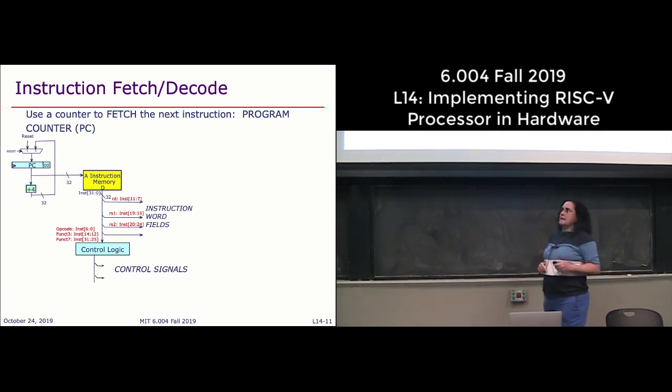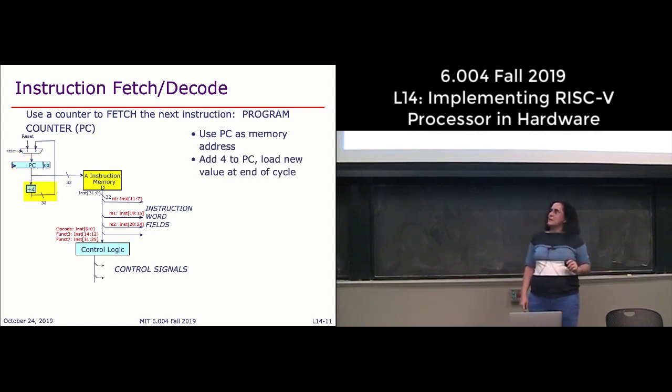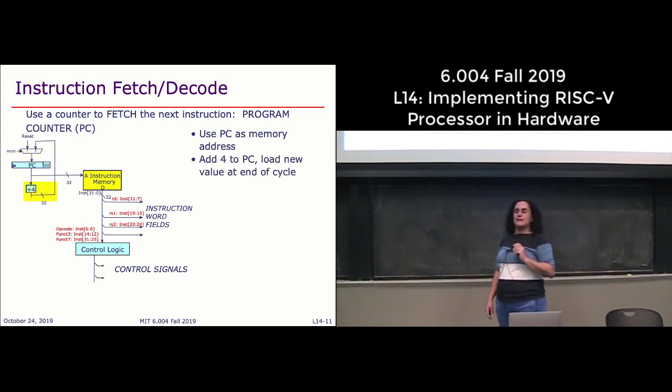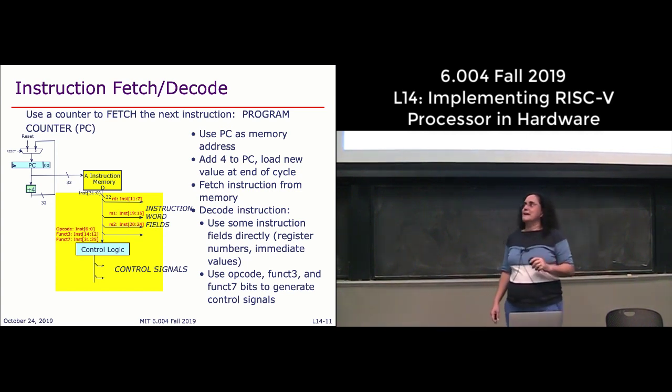Now let's see how we need to augment this data path. This is actually what I already said. So we have the PC as the address. We add 4 to it each time if we're not doing control flow instructions. And then we can decode the different fields from the instruction that we just read from our instruction memory.